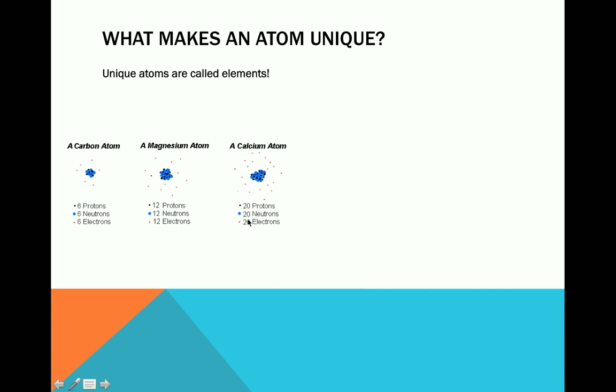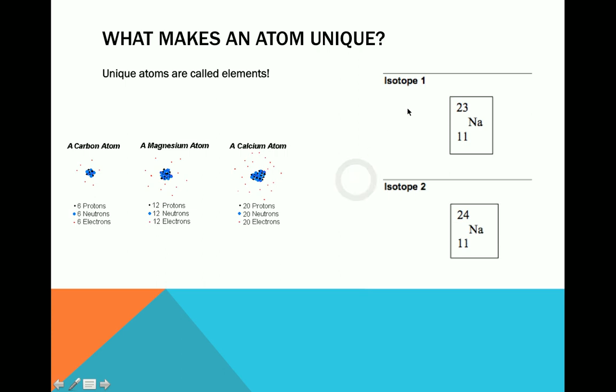But what is it that makes calcium calcium and not magnesium, or carbon carbon? Well, another way of describing elements is in symbolic form. This is the symbol for sodium. And we can use numbers to help us figure things out. And so you see that this is sodium 23, and this is sodium 24, and this is what we call the mass number. This is the sum of the proton and neutron count for that particular atom.